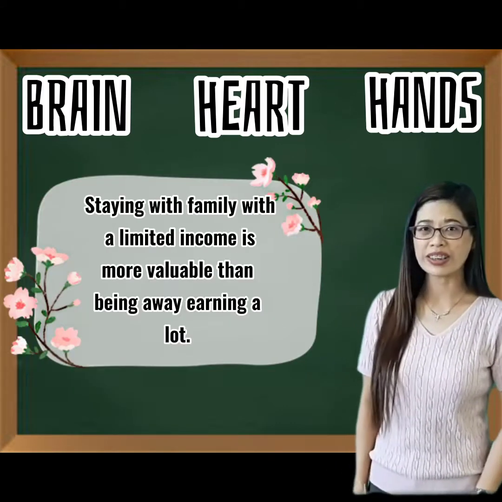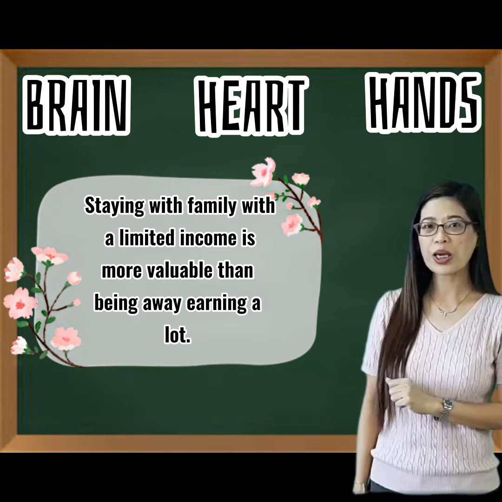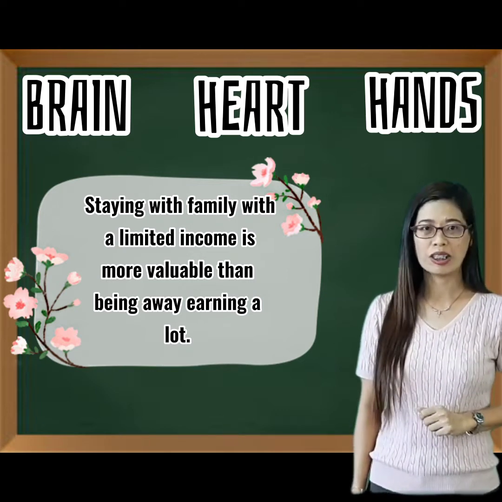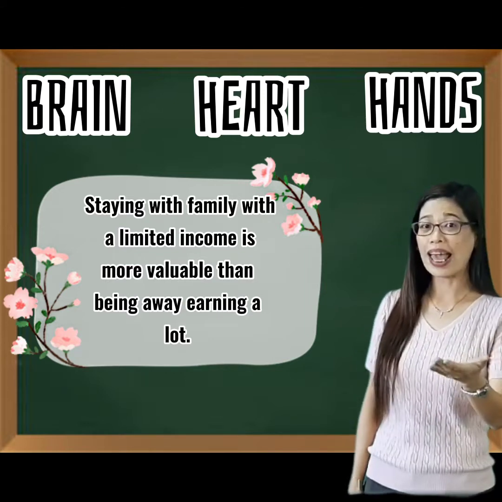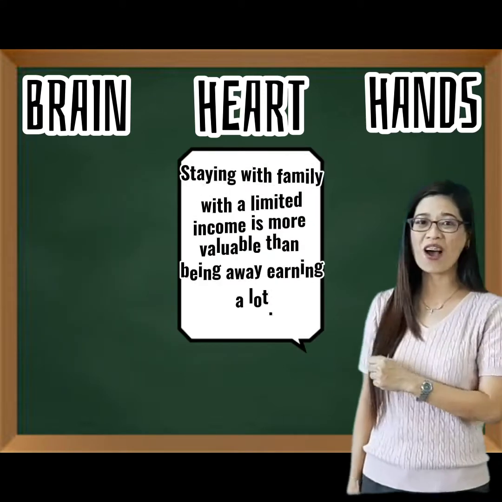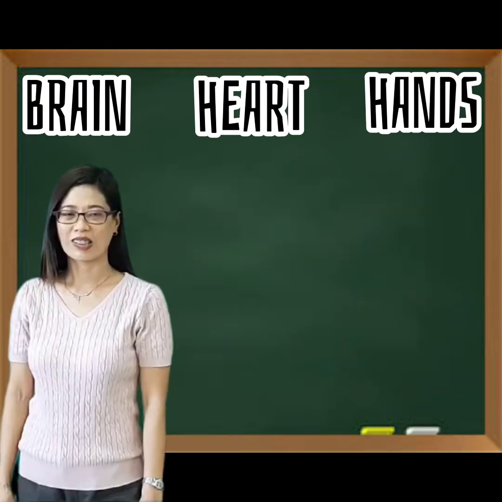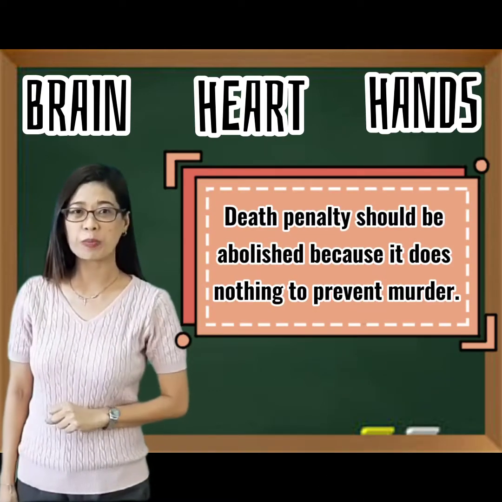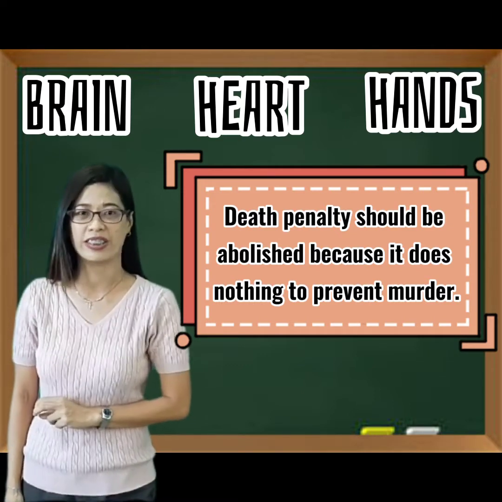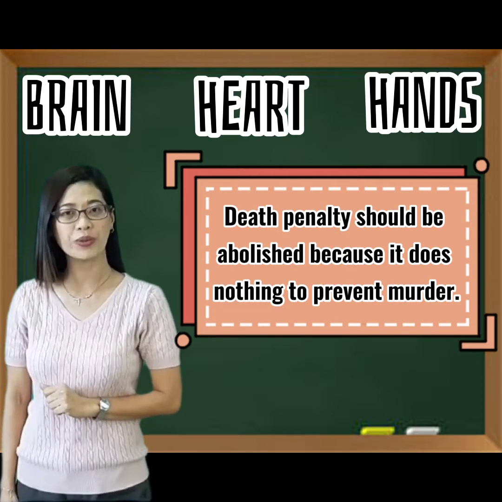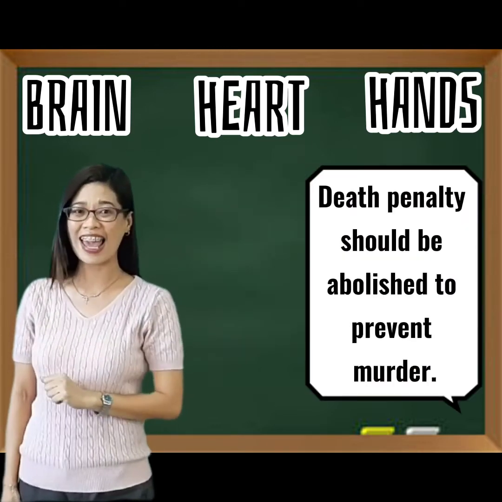Staying with family with a limited income is more valuable than being away earning a lot. I know this one is easy for you. You got it right. This is under heart. Death penalty should be abolished because it does nothing to prevent murder. This belongs to... How wonderful! This is under hands.